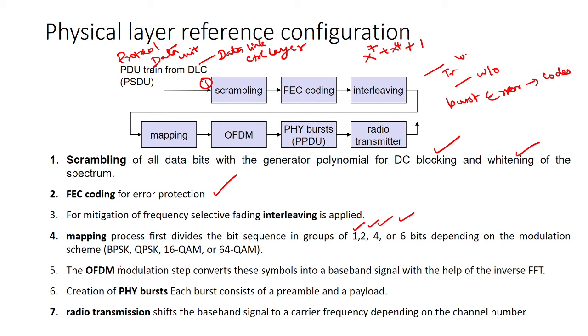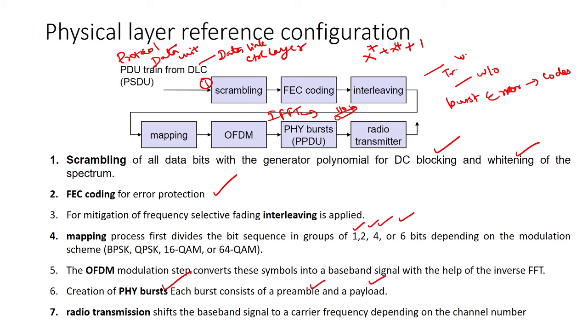OFDM is orthogonal frequency division multiplexing. This converts the symbols into a baseband signal with the help of the inverse fast Fourier transform. So now we have the physical layer data bits. The data bits are nothing but basic information in zeros and ones, which will be transmitted by the radio transmitter. In the physical burst, there is the burst signal which contains the preamble with the payload.